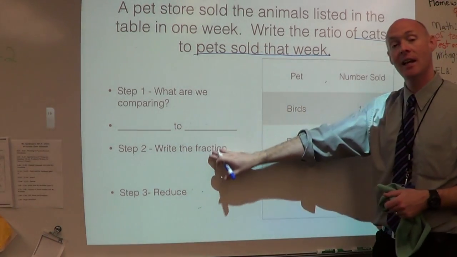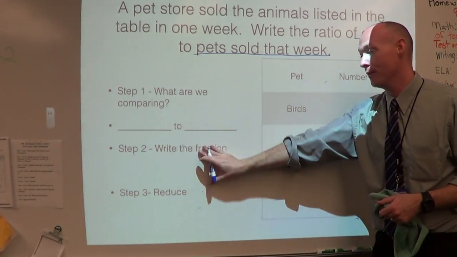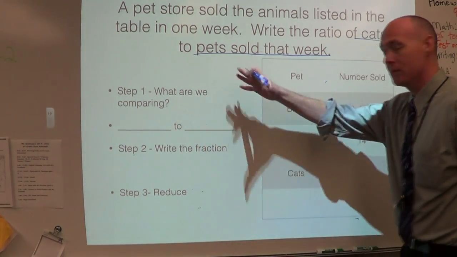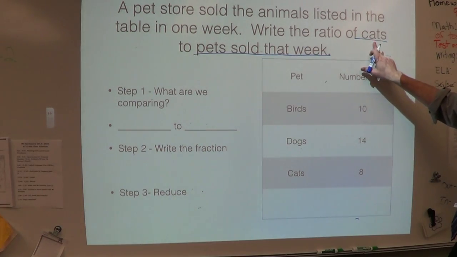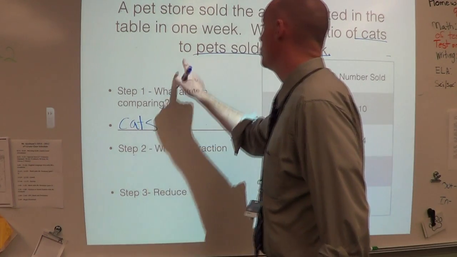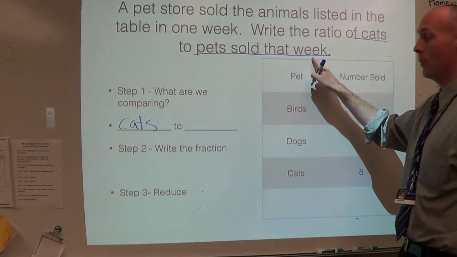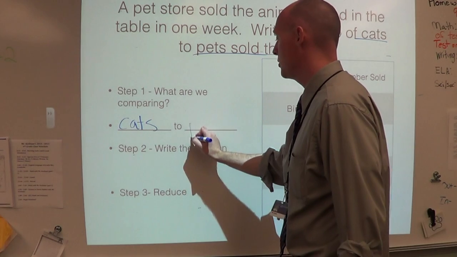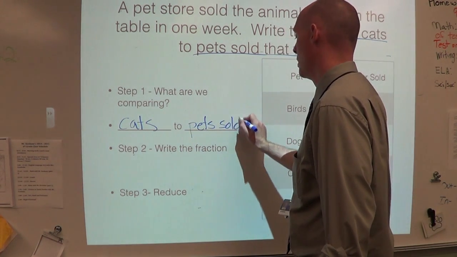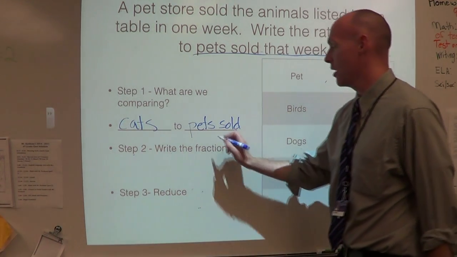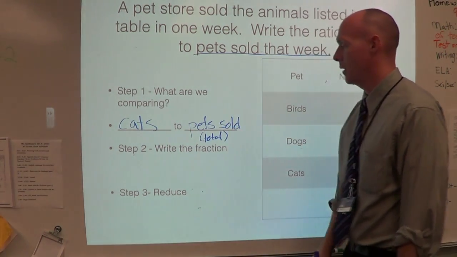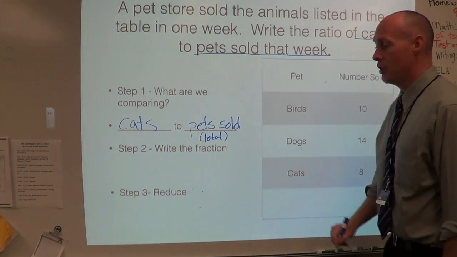All right, I'm going to set it up for you, and then I want you to find the fraction and then reduce. So, step 1, what are we comparing? Go back to the question. We are comparing cats to pets sold that week, okay? Cats to pets sold. And pets sold is just another way to say total. Okay? So step 2, write the fraction.